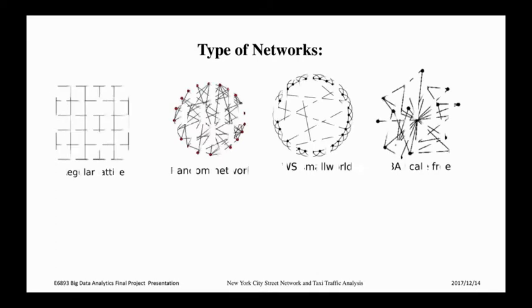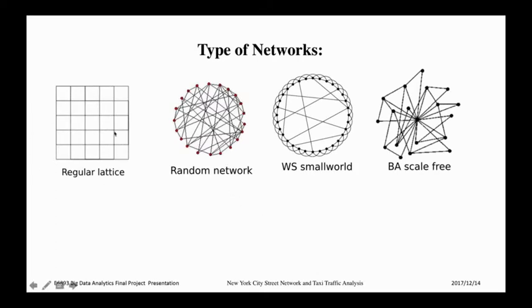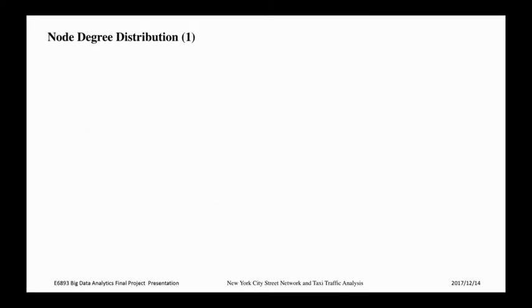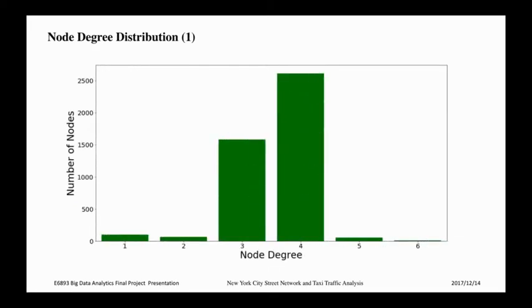We know that a network can be roughly divided into 4 types: regular lattice, random, small world, and scale-free. Now the question is, what type of network do Manhattan streets belong to? Do you have any guess? Well, first, let's take a look at the single node degree distribution. We can see most nodes have 3 to 4 degrees. It's reasonable because Manhattan streets do have such a square structure.